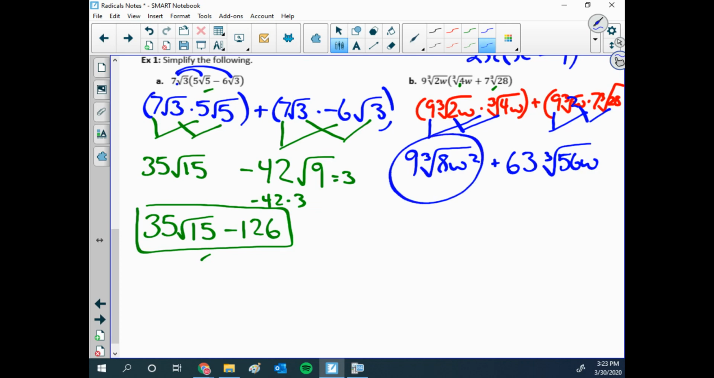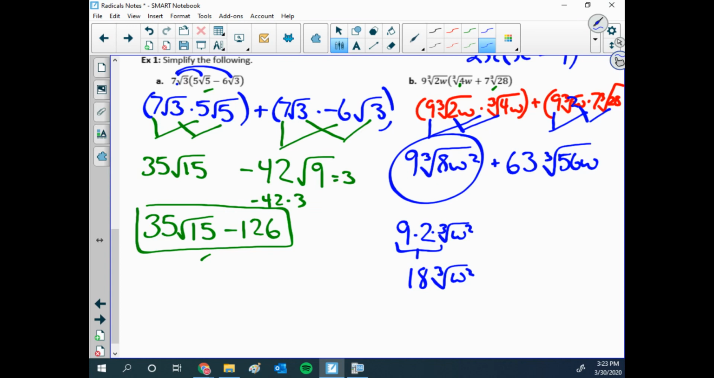So looking just at this to begin with, I know that the cube root of 8 is 2. So I actually am able to take the cube root of 8 and just say, well, this is 9 times 2 times the cube root of w squared. So 9 times 2 is 18 cube root of w squared.